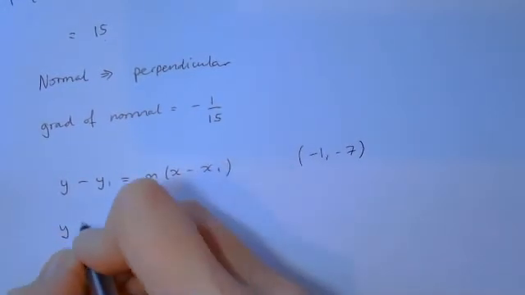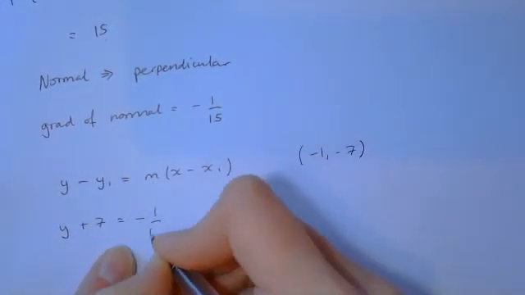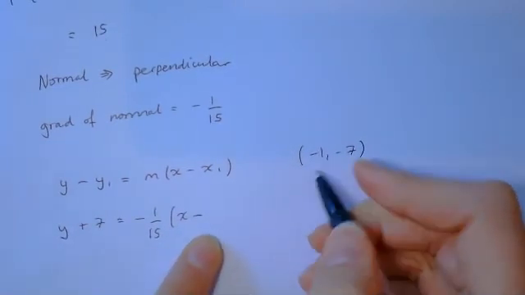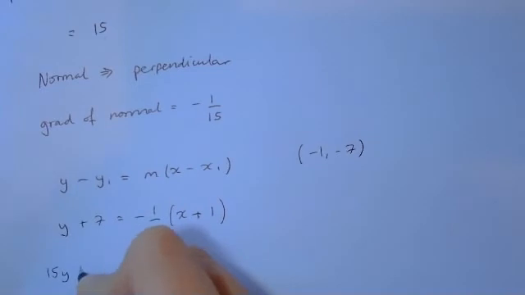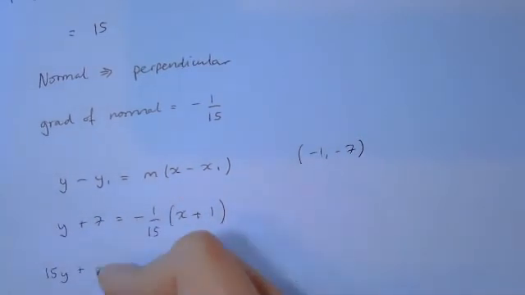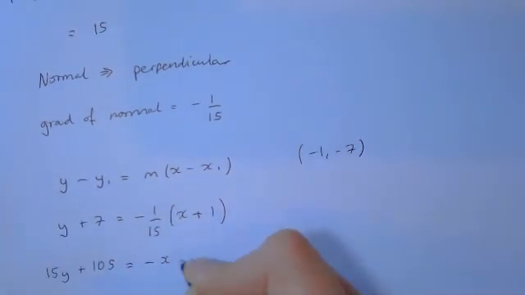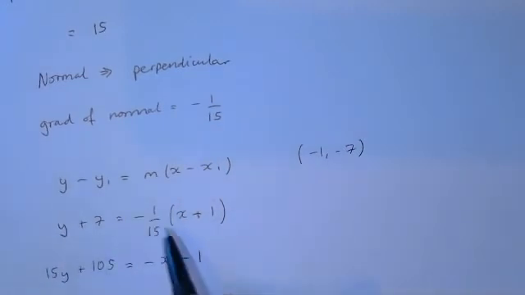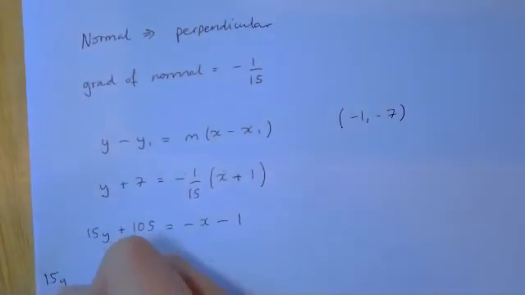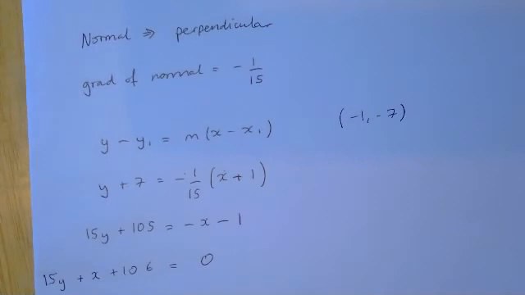But I'm going to use this, and my point is minus 1, minus 7, I think. So y minus minus 7 equals m times x minus minus 1. So I get 15y plus 105 equals minus x minus 1. If I multiply up by the 15 and then do minus 1 times x minus 1 times 1, I get 15y plus x plus 106 equals 0.